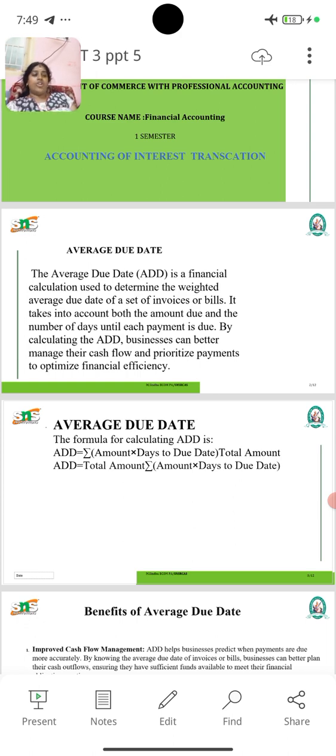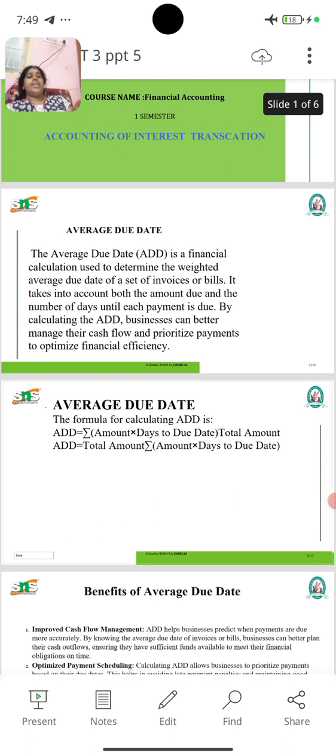Multiply each amount with its corresponding number of days. This gives the weighted number of days. Then sum the weighted days and the total amount. Calculate the sum of weighted days and the total amount of payments or debts. Divide the total weighted days by the total amount to determine the average due date. With these steps only, the average due date can be calculated.